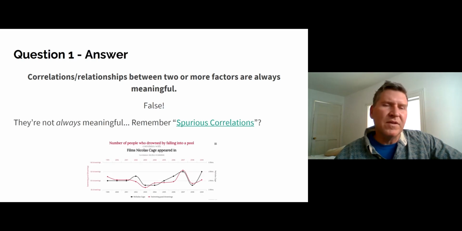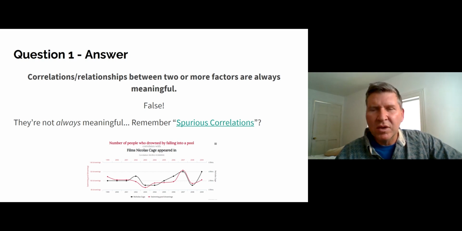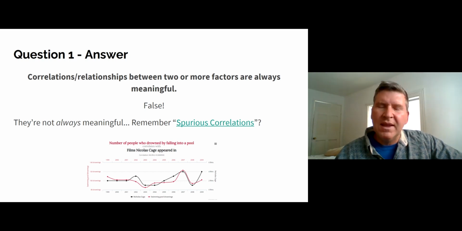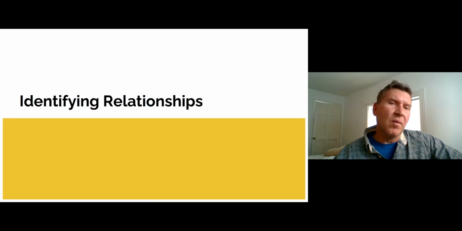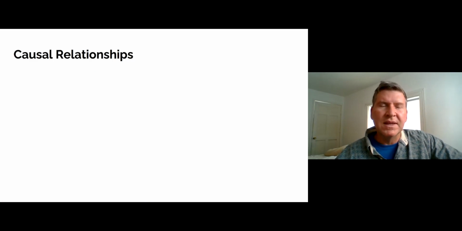They're not always meaningful. If you remember a few lectures back, we talked about spurious correlations, and that's where we had people who drowned by falling in a pool in films Nick Cage appeared in. And you can see here the correlation was 0.66, which is quite high. However, it would be very difficult to argue that these two have a meaningful relationship. That's where we go now, is identifying relationships between the variables.